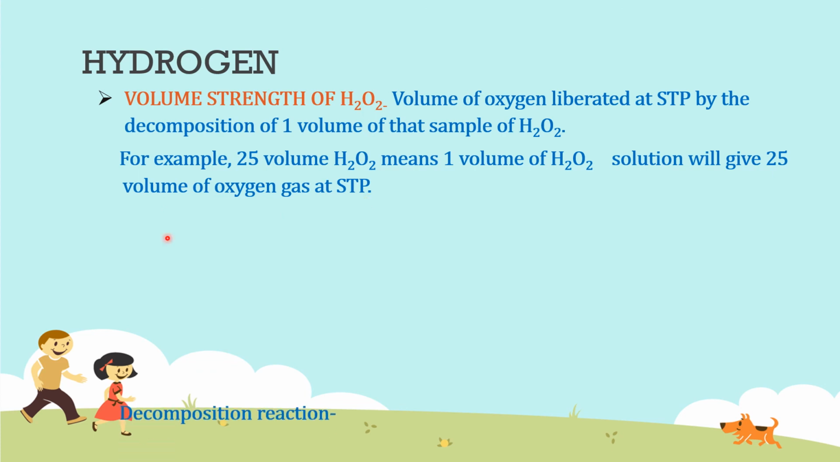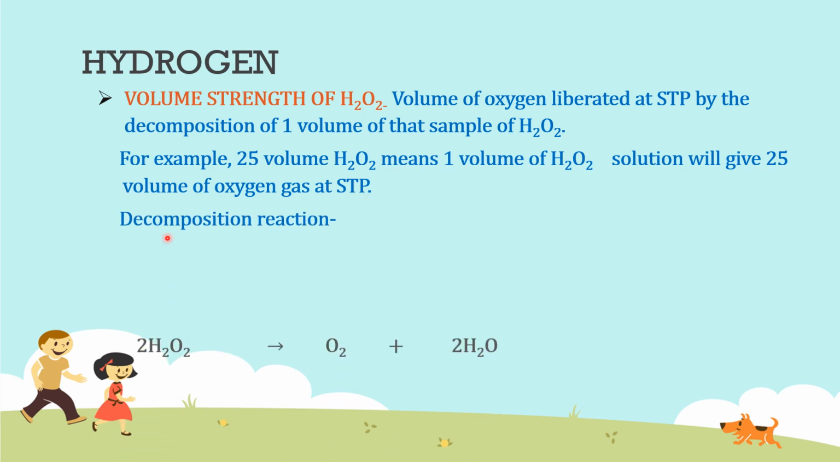Okay, so if you look at the decomposition reaction for hydrogen peroxide, 2 moles will be giving us 1 mole of oxygen and 2 moles of water. But if I say it is 25 volume H2O2, this means that if I take 1 liter of hydrogen peroxide solution, it will be giving me 25 liters of oxygen gas at STP. If I say it is going to be 1 ml, it will be 25 ml.